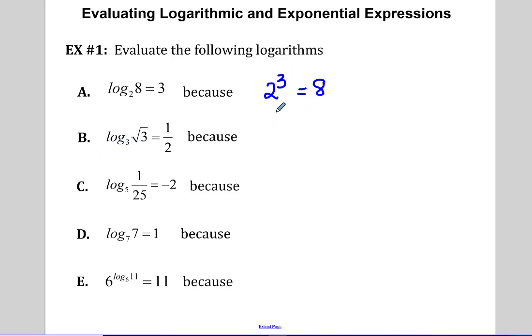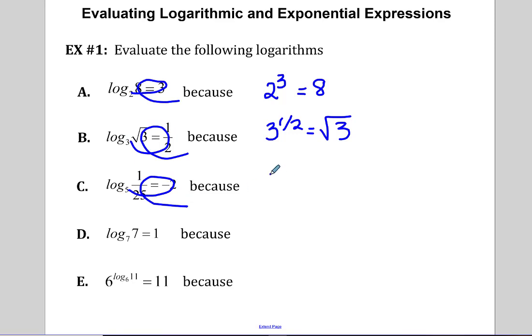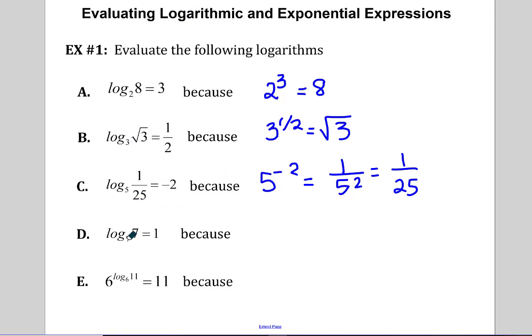Likewise here, log base 3 of the square root of 3 is a half because 3 to the 1/2 power is the square root of 3. See? 2 to the third is 8. 5 to the negative 2 is a 25th. 5 to the negative 2 is 1 over 5 to the positive 2, which is 1/25th. See how I'm using that little trick? If I make the letter E, I can see how the logarithm translates.